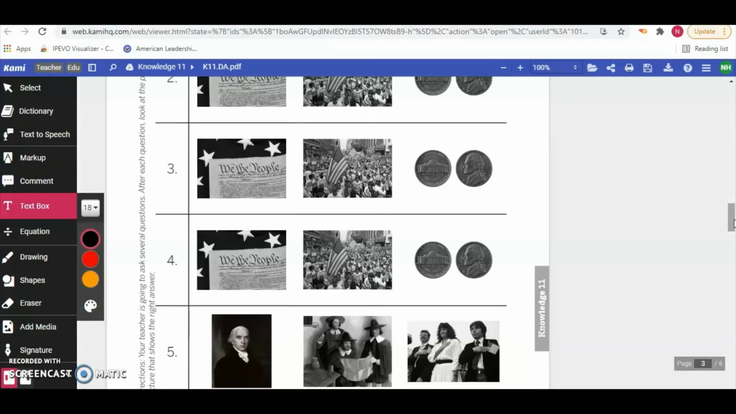Number 3. Which is the document that explains how the U.S. government is supposed to work? Remember, James Madison is considered the father of this document. Is it "We the people," protesters, or E pluribus unum?